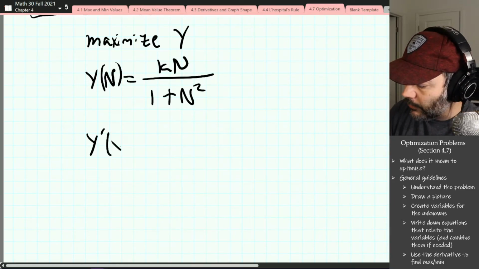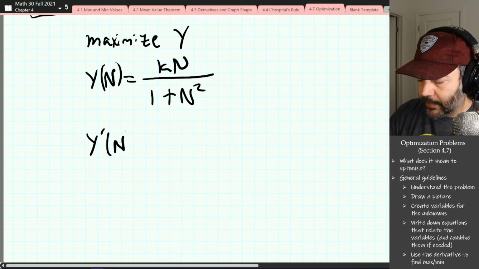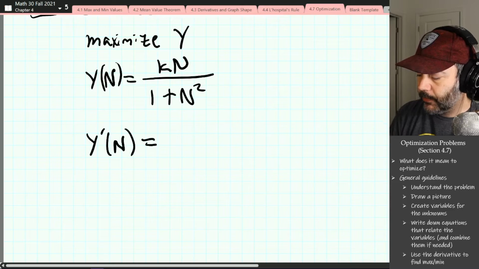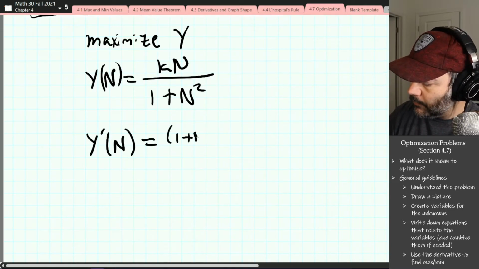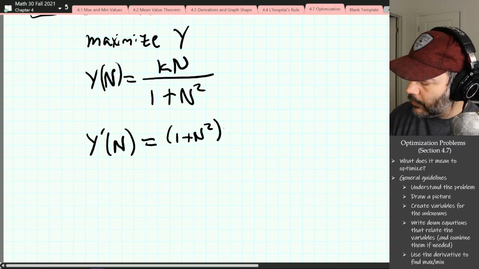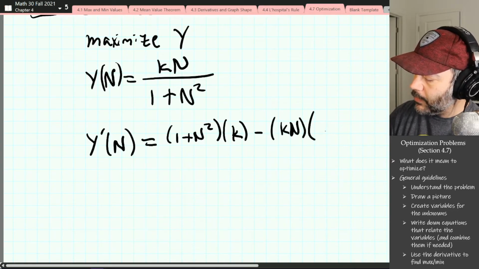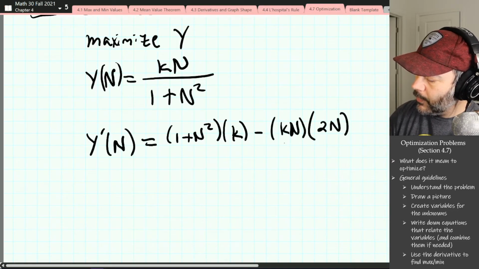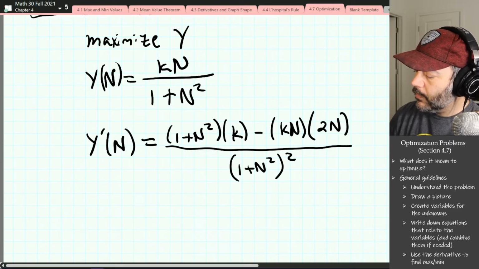So we just need a derivative. We got to keep in our mind that N is a variable and K is a constant. We just don't know what K is. This is definitely quotient rule. So this would be the bottom times the derivative of the top, which is K, minus the top times the derivative of the bottom, divided by the bottom squared.